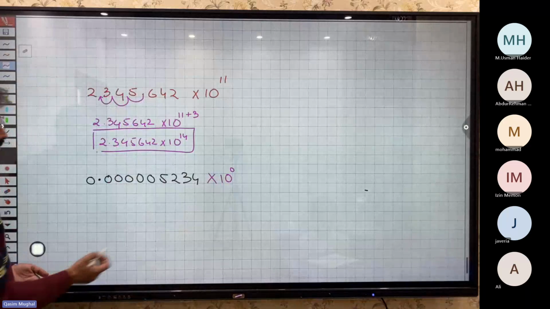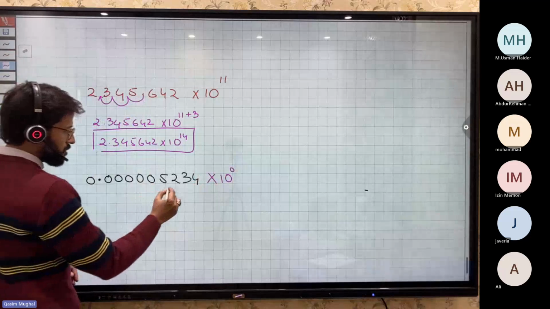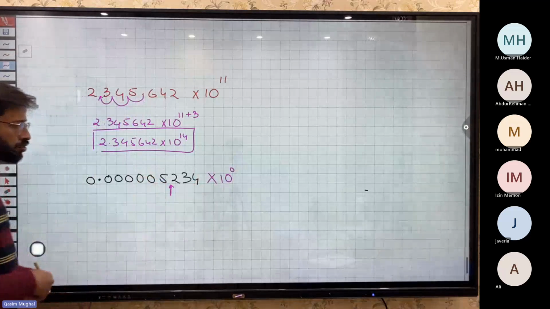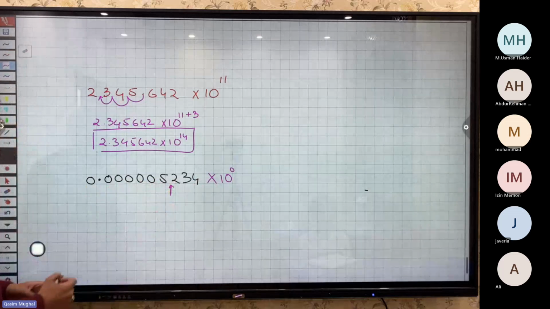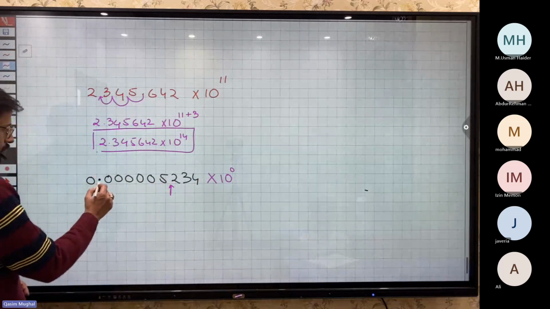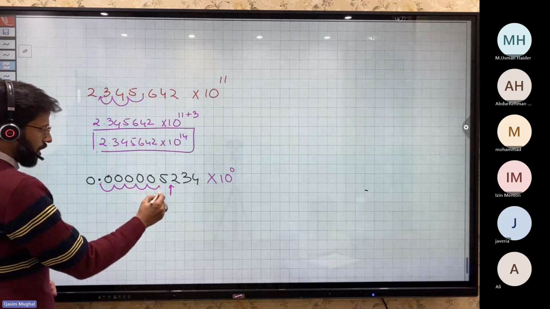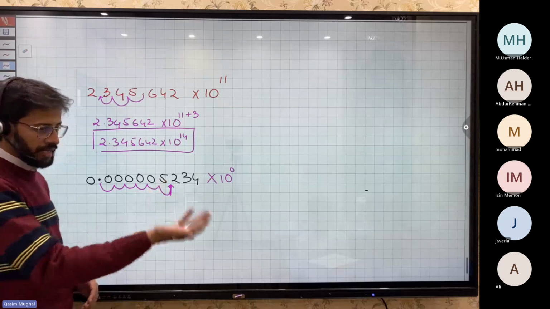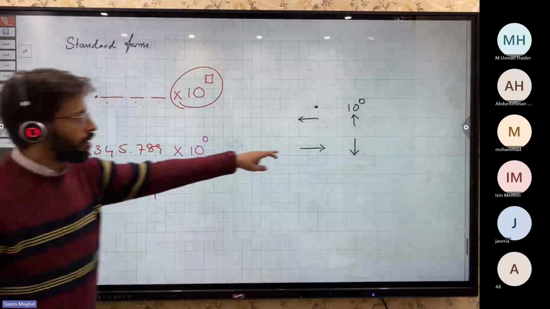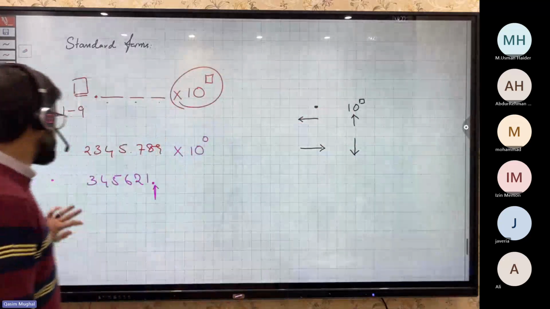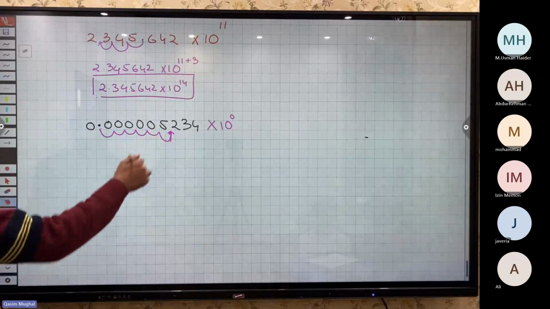So 10 raised to the power 0 is 1. In order to write down this number in the standard form, the decimal should be between 5 and 2. So in this case, I'm moving the decimal to the right. Now you can count the spaces. I'll be moving by how many digits? 1, 2, 3, 4, 5, 6 spaces to the right. So I'm moving the decimal to the right. What happens to the power of 10? It decreases, it goes down by that many digits. How much was this? 6 spaces to the right.